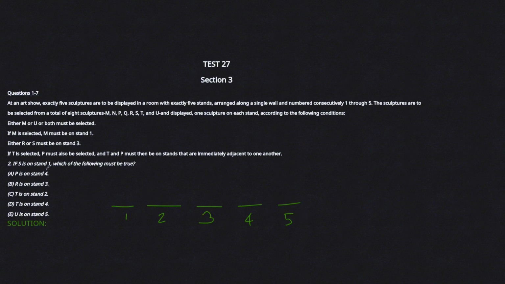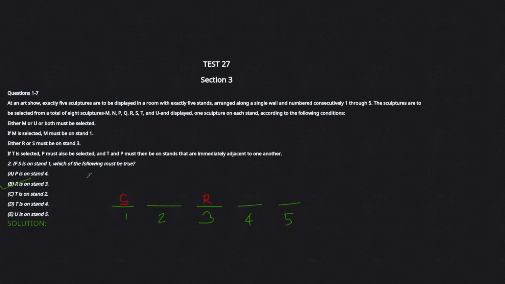It says S has to be on number 1. So we're putting S at number 1. Now, if we go through this condition, it says either R or S must be on stand 3. Here we see that S is already in stand 1, so we're only left with one other option, which is R must be on stand 3. Now, let's go over the options. And we see at number B, R is on stand 3, which is our correct answer.